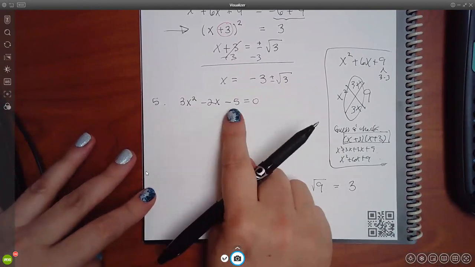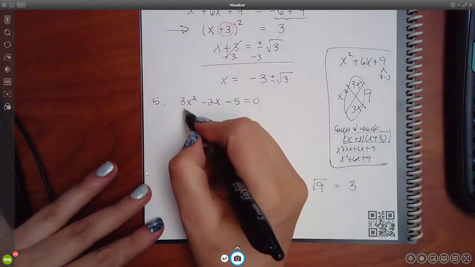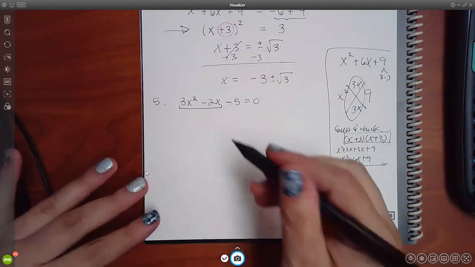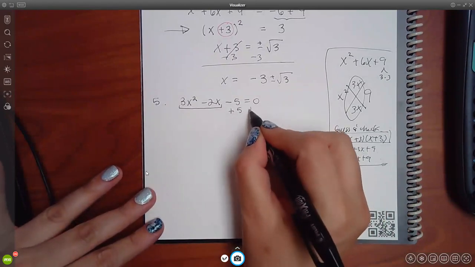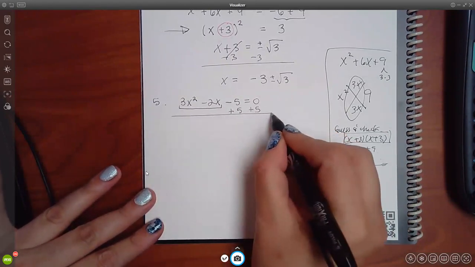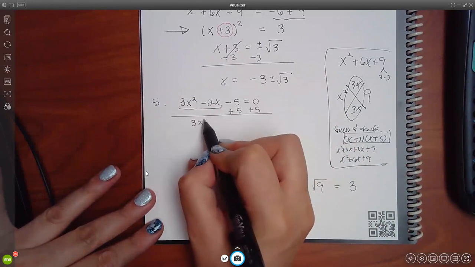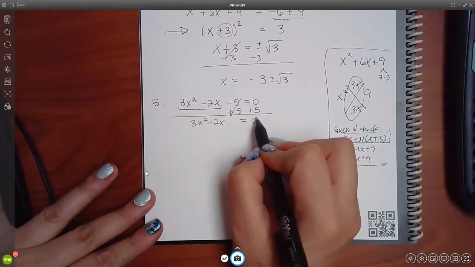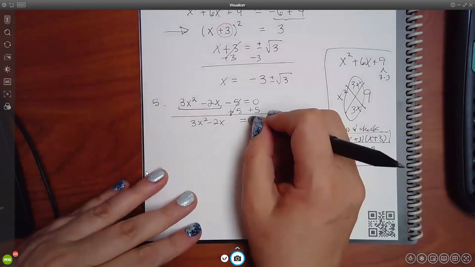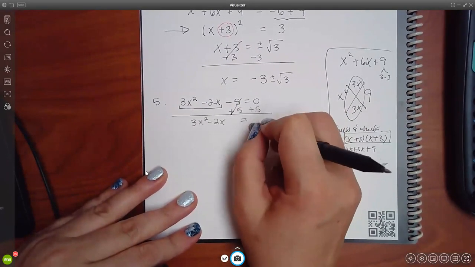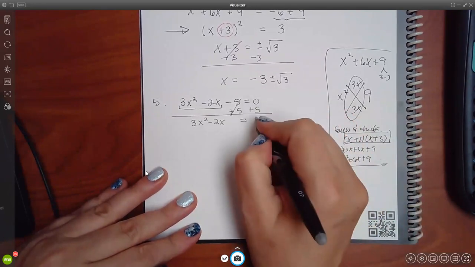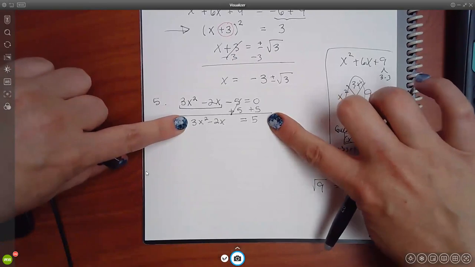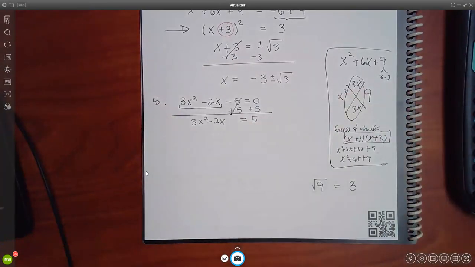So first step is always the case. You have to get the x squared and the x's by themselves. So I'm going to have to add over this 5. That should always be your first step. You need to manipulate that equation so that both of the x terms are on one side and then your constant is on the other side. It has to look like this for you to begin. Okay, x squared, x's, and then the number on the other side.